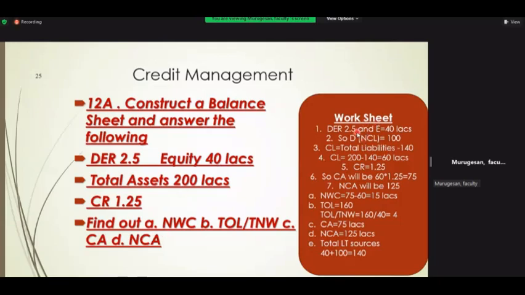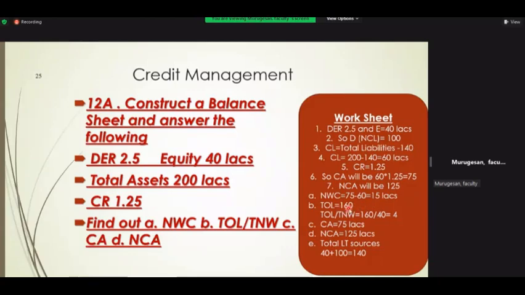Debt equity ratio 2.5 means, E is 40, so D will be 2.5 into 40, which is 100. So total liabilities will be 200, current liabilities will be 200 minus 140, minus 40 equity, minus 100. So the current liability will be 60. Current ratio 1.25 means the current assets will be 60 into 1.25, 75, step by step. So NCA will automatically be 125. So the NWC will be 75 minus 60, 15.